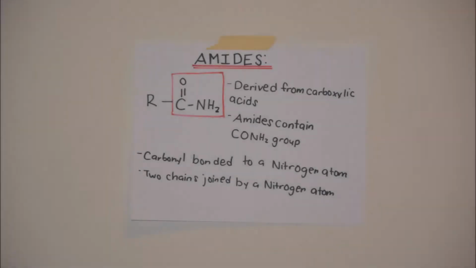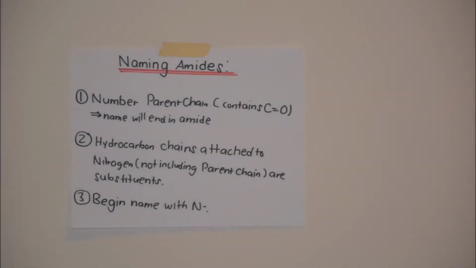So now I'll provide an overview and rules of naming amides. What are amides? Amides are derived from carboxylic acids, and amides contain a carbonyl group, which is a C double-bond O group attached to a nitrogen group, and the two chains of an amide are joined together by a nitrogen atom. In terms of naming amides, we want to number the parent chain, which is the chain that contains the C double-bond O group, the carbonyl group, and the name always ends in amide. The other hydrocarbon chains attached to nitrogen that do not include the parent chain are substituents, and when they are substituents on the nitrogen, the name always begins with N.